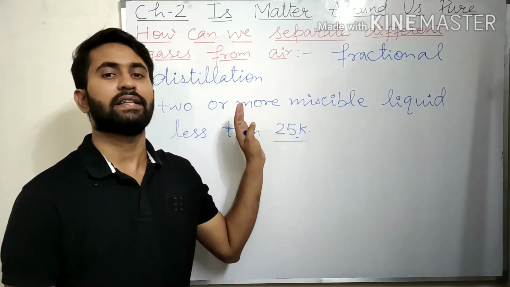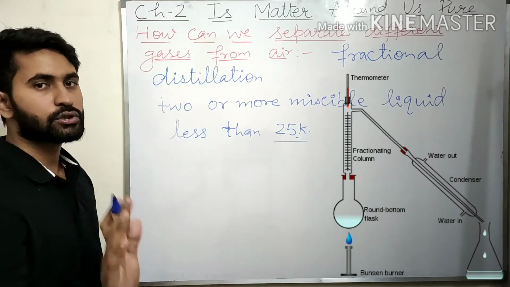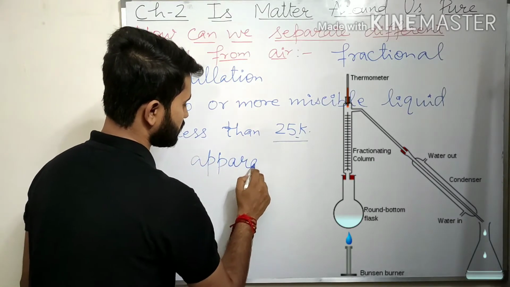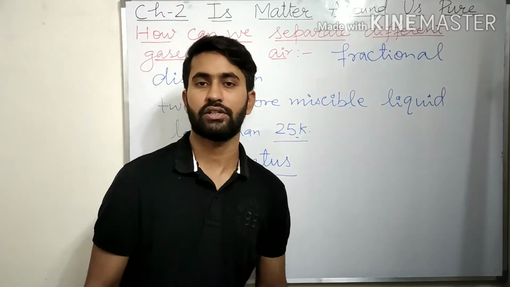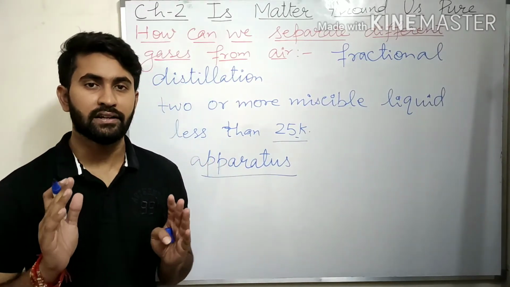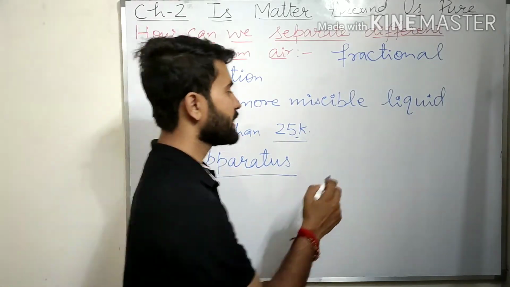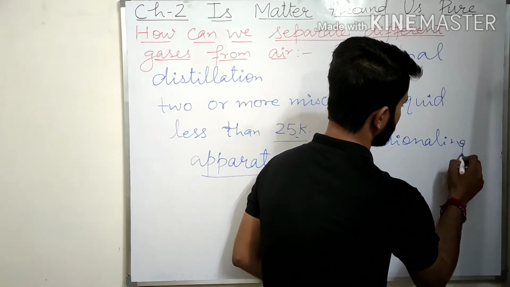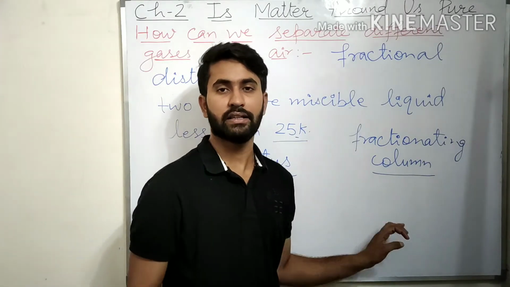The apparatus that is used for fractional distillation is similar to the apparatus used for simple distillation. For fractional distillation, a fractionating column is fitted between the distillation flask and the condenser.